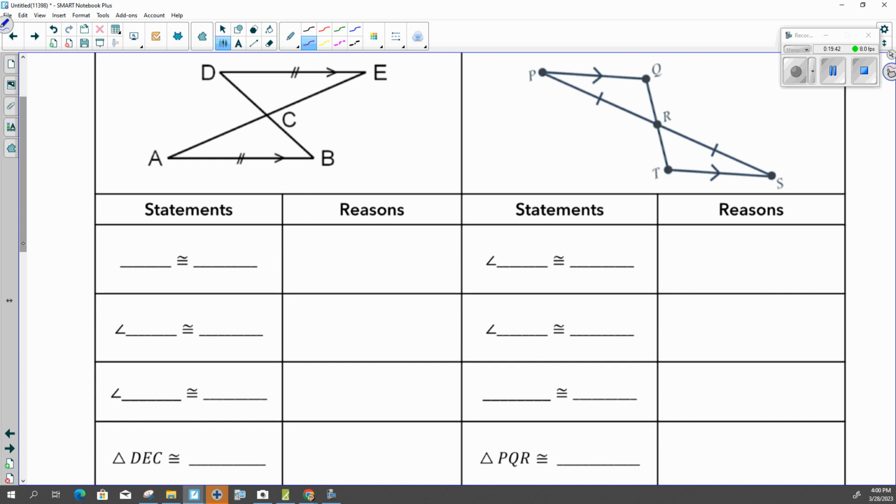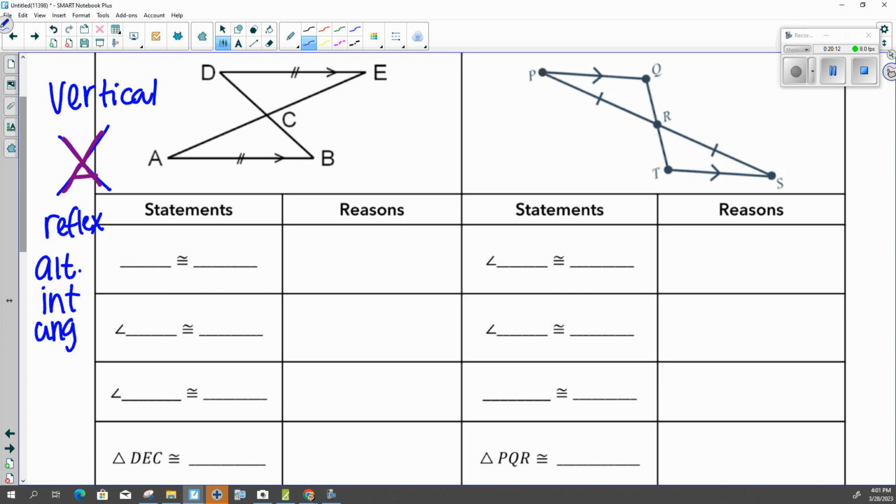Okay, so on these ones, again, we have 3 theorems we're looking for. Vertical angles. And they look like vertical angles. Vertical angles are congruent. They're across from each other. We've got this reflexive property we can be using. And we've got alternate interior angles. So we've got some things to help us get started.